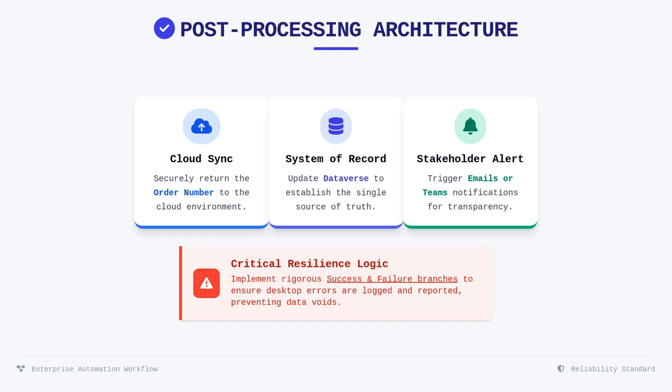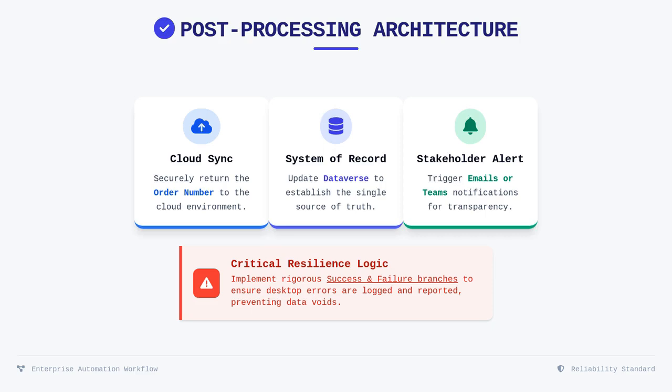Once the order number is safely back in the cloud, you must update your system of record, such as Dataverse, to reflect the completed state of the invoice. This architectural pattern ensures that your cloud-side database serves as the single source of truth for the entire lifecycle, regardless of where the heavy lifting occurred.